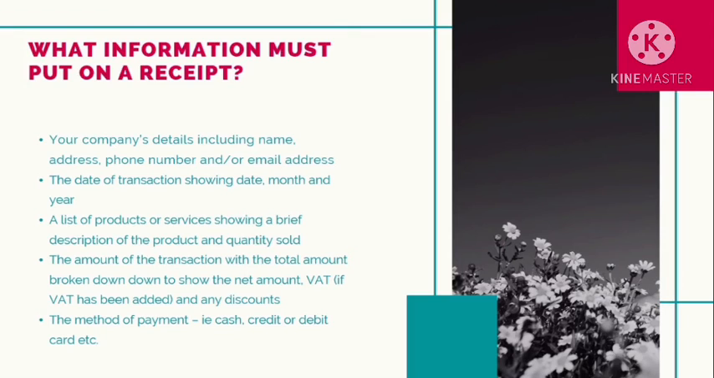Information that must be put on a receipt. First, your company's details including name, address, phone, and email address. And next, the date of transaction showing date, month, and year. A list of products or services showing a brief description of the product and quantity sold. Next is the amount of the transaction with the total amount broken down to show the net amount, VAT if VAT has been added, and any discount. And the last is the method of payment, like cash, credit or debit, etc.